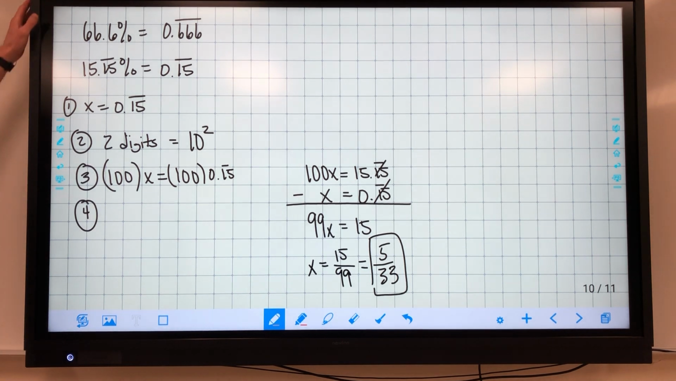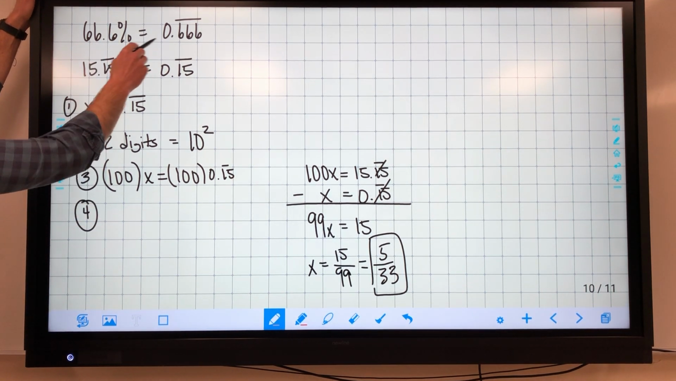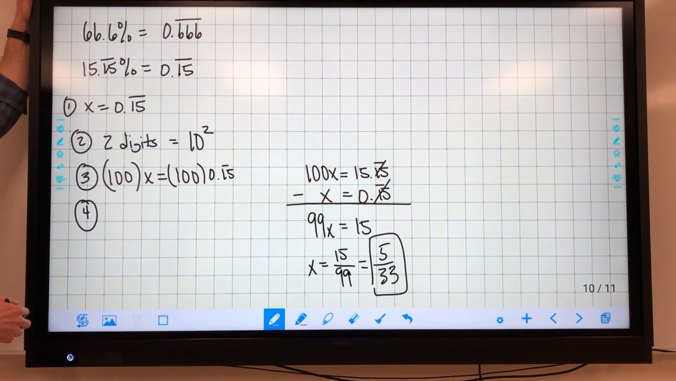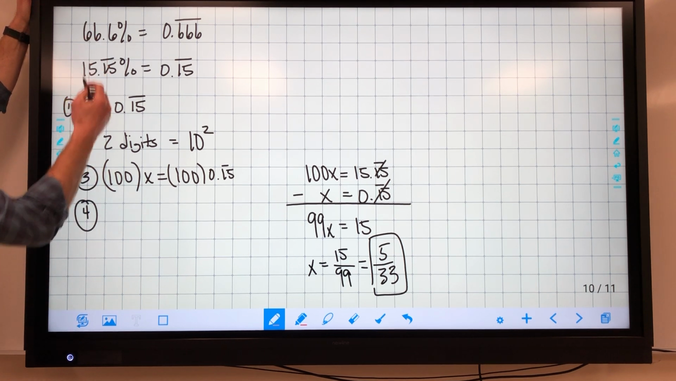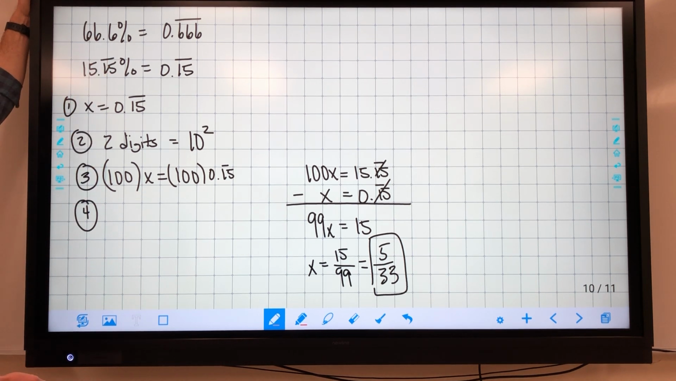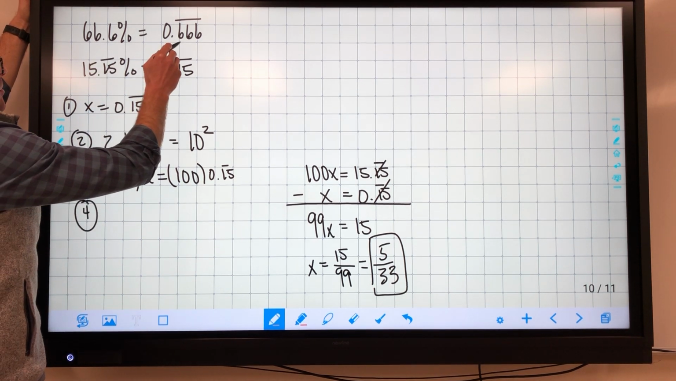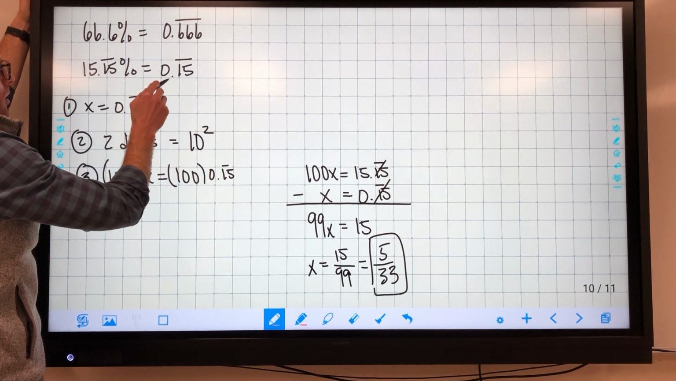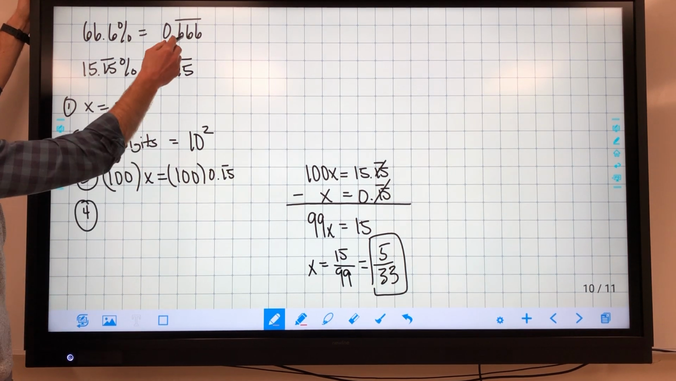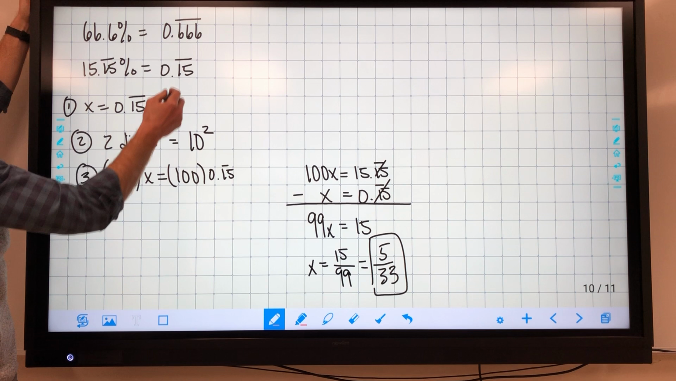Okay, so these are the percentages. Again, I just had to convert these to decimals before I moved on, so I'm just going to divide both of them by 100, right? A percent symbol is just a divide by 100 in disguise. So this gets me 0.6 repeating, this gets me 0.15 repeating. We should know that, we did it already, it's 2/3.